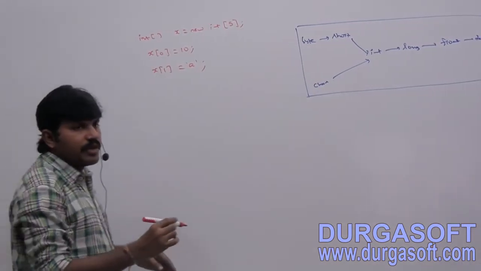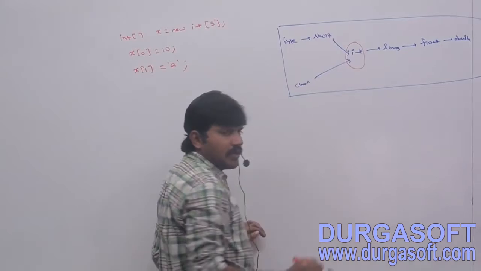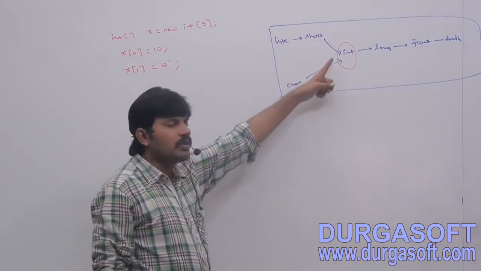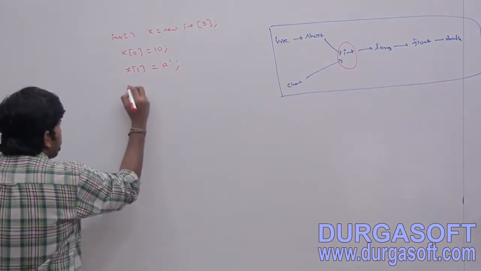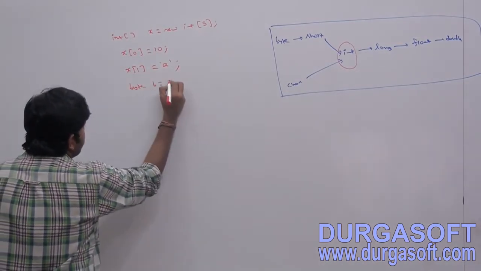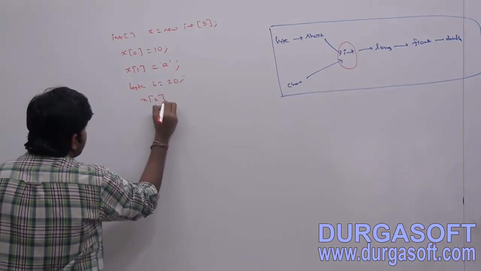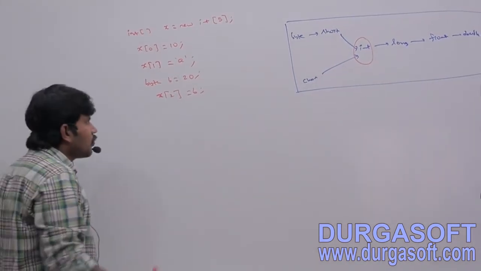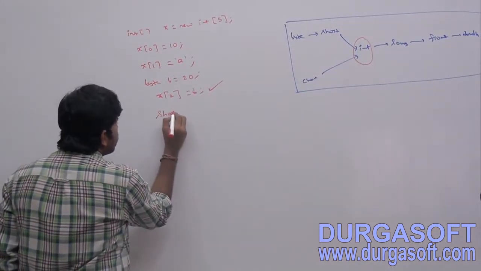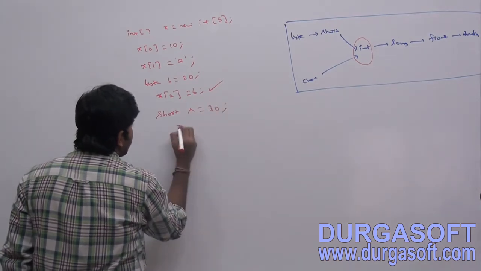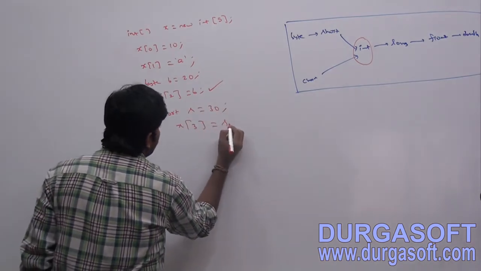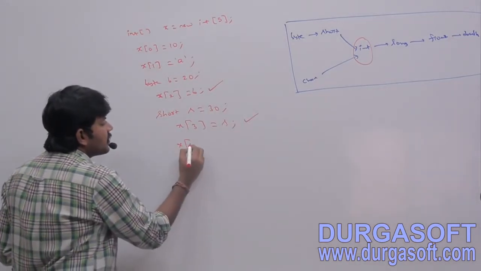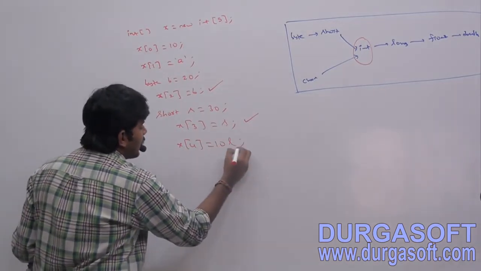Now, sir, wherever int is required, byte is allowed, short is allowed, char is allowed, int is allowed. No problem at all. Sir, byte b is equal to 20, x of 2 is equal to b. Valid or not? Valid. Short s is equal to 30, x of 3 is equal to s. Valid or not? Yes, no problem at all. Sir, x of 4 is equal to 10L.